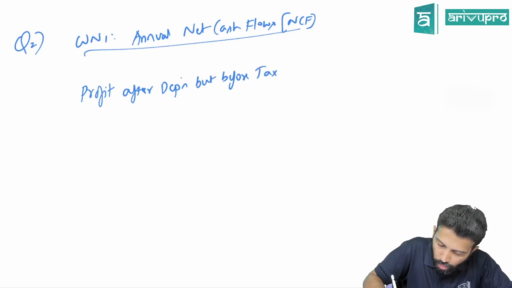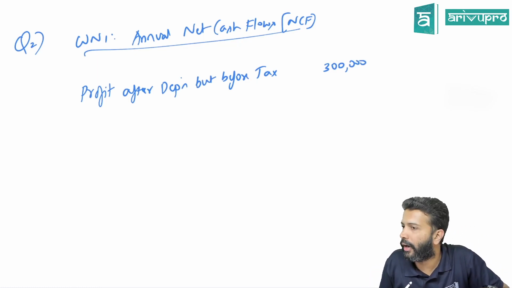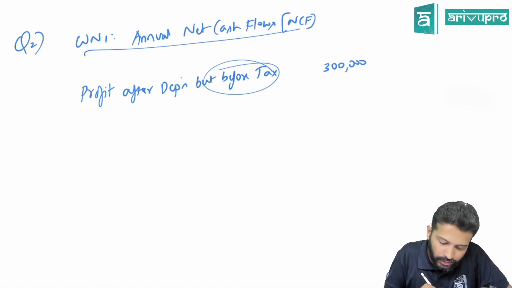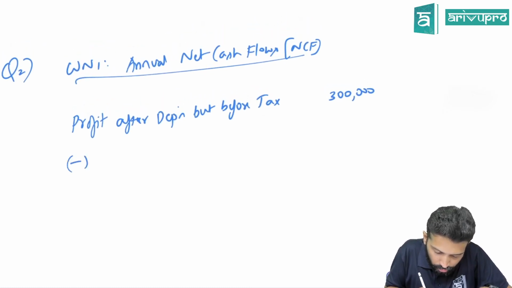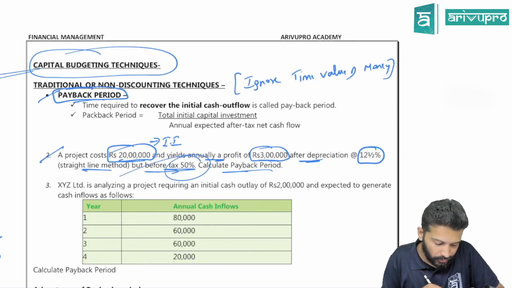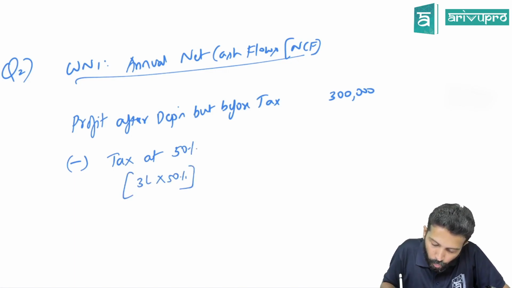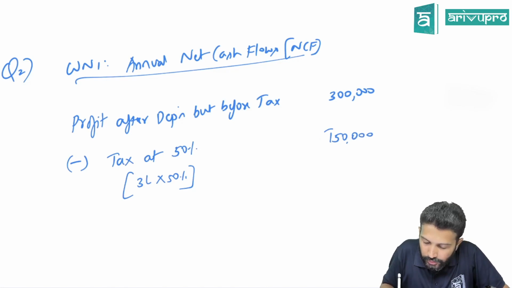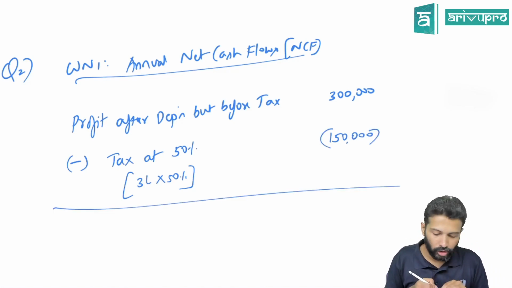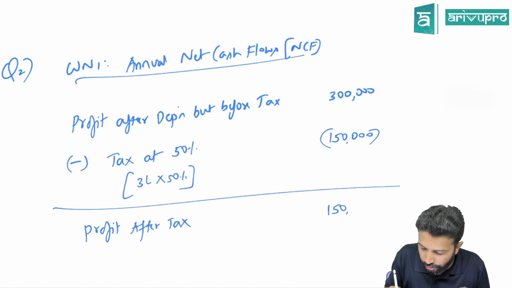How much have they given? 3 lakh rupees. So depreciation is already deducted. Should I have to worry about the deduction again? No. But is tax deducted? Not yet. So what I'll do? Deduct the tax. At what rate? Tax rate is 50%. So calculate, sir. 3 lakh ka 50% will be 1,50,000. So your profit after tax is what? Same 1,50,000.